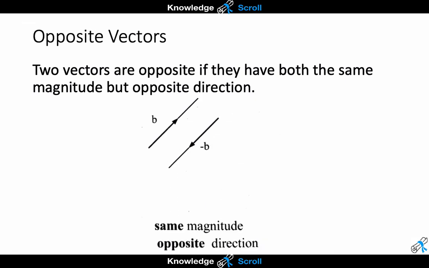Now, two vectors are opposite if they both have the same magnitude but they are traveling in the opposite directions. So as you can see, if one has a path called B, then the other must have the path called negative B. Simply remember to change the signs if they are opposite, but they must have the same magnitude.